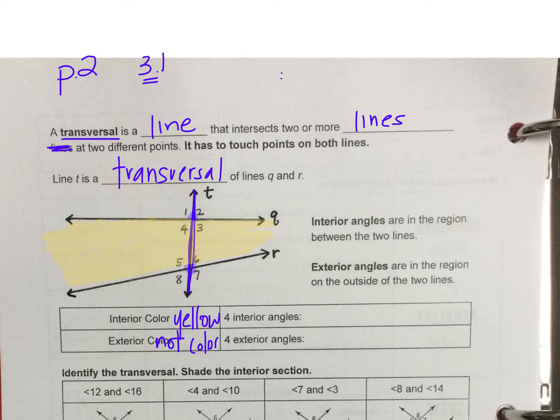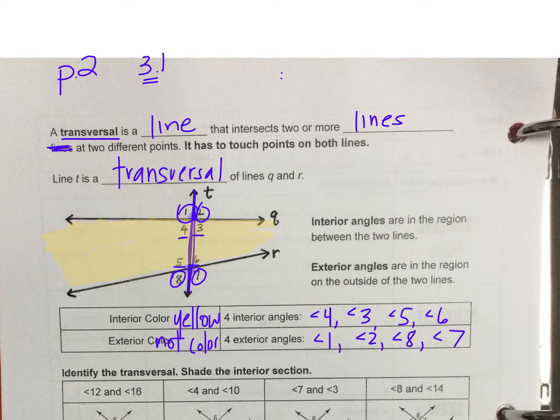Okay, so the four angles that are on the inside, in the yellow, I have angle 4, angle 3 is in yellow, angle 5 and angle 6. Those are my interior angles. My exterior angles are these guys that are on the outside, not in the yellow: angle 1, angle 2, angle 8, angle 7.